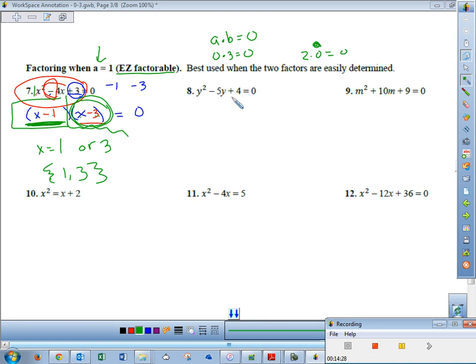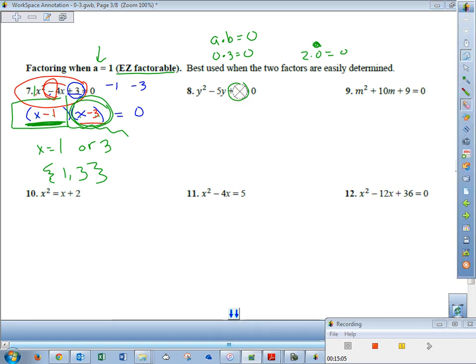negative 5. Let's think about their signs first, because that's the hardest part. Should the numbers both be positive, both be negative, or one of them be negative? Tell me which one of those can't happen. If one of them was negative, it wouldn't work, right? Because isn't a negative times a positive a negative number? The signs have to be the same here.